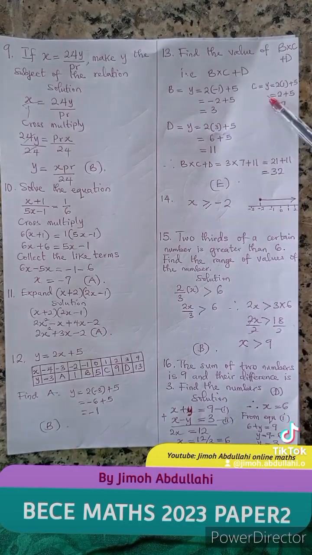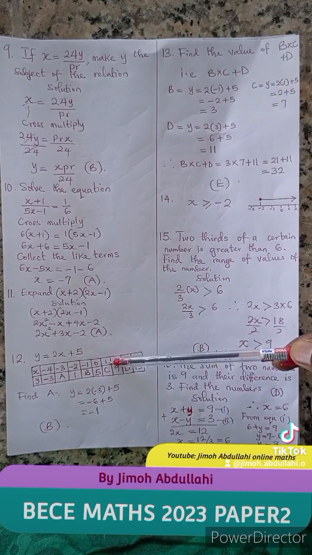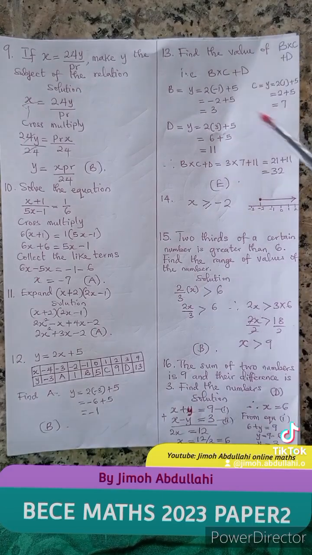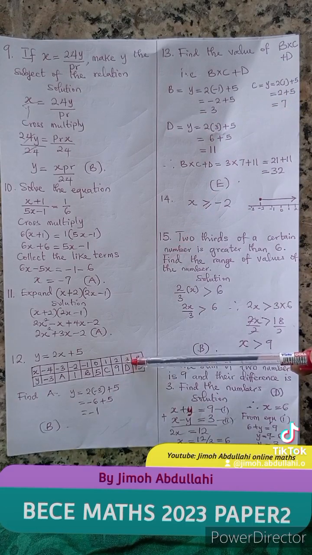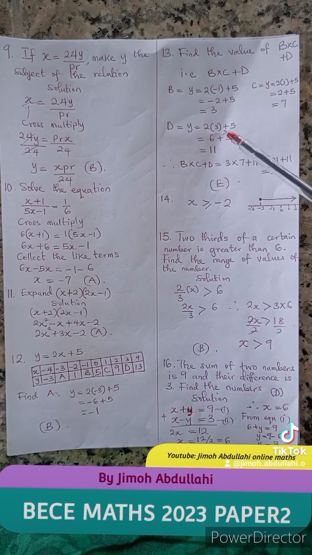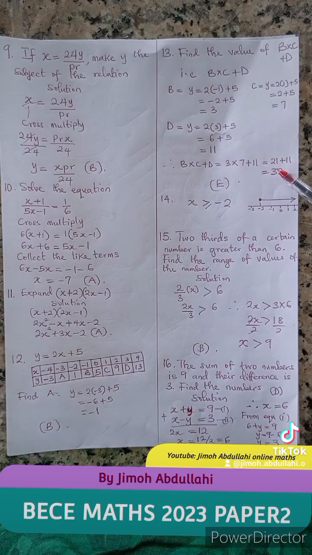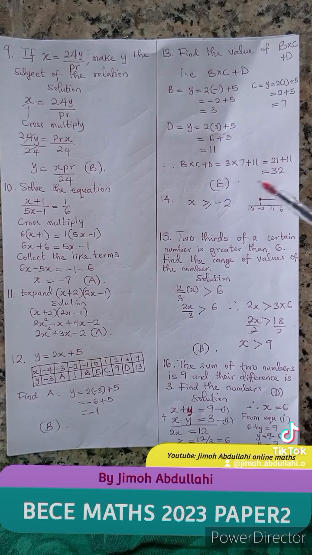Then for C, you go to where you have C. x is 1. So 1 times 2 will give us 2 plus 5 will give us 7. That means B is 3, while C is 7. Now for D, go to D, we have x to be 3. So 3 times 2 will give us 6 plus 5, that is 11. Now substitute into this expression, B times C plus D. B is 3, C is 7, that's 3 times 7 plus 11. So 3 times 7 will give us 21 plus 11, that is 32. And the correct option is E.